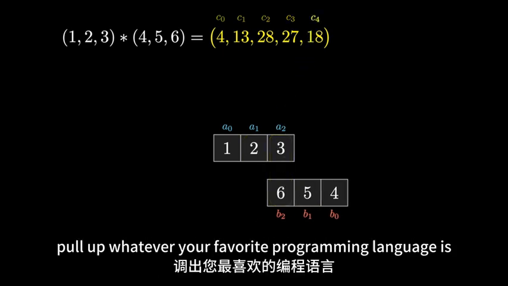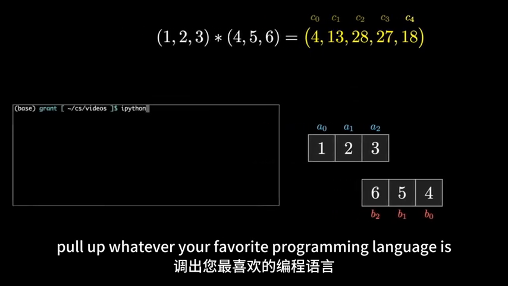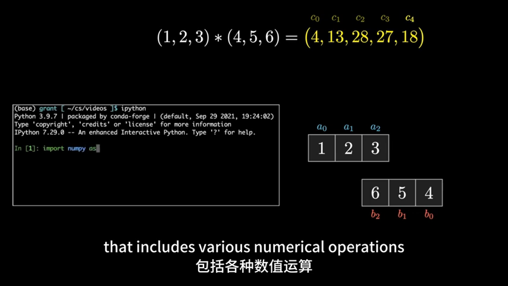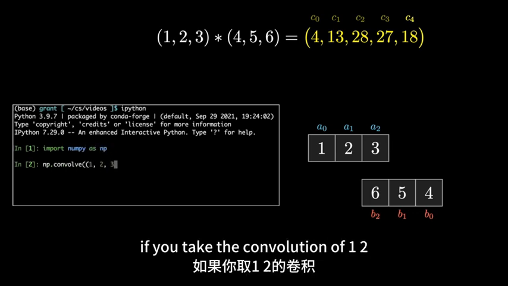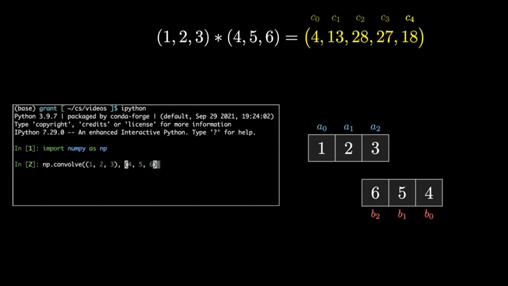If you'd like, you can pull up whatever your favorite programming language is and your favorite library that includes various numerical operations, and you can confirm I'm not lying to you. If you take the convolution of 1, 2, 3 against 4, 5, 6, this is indeed the result that you'll get.